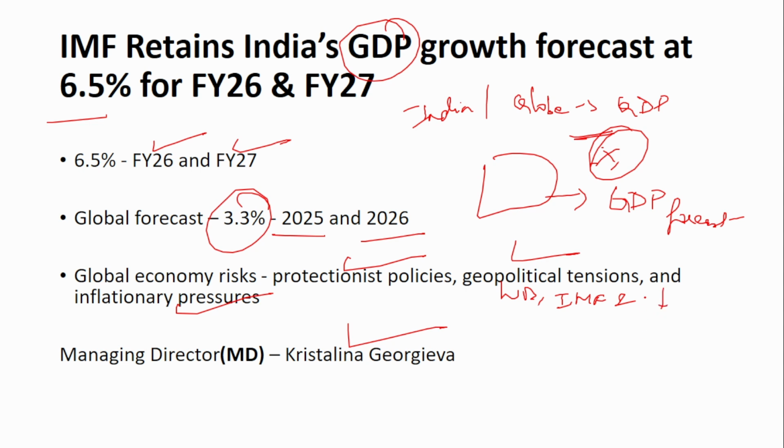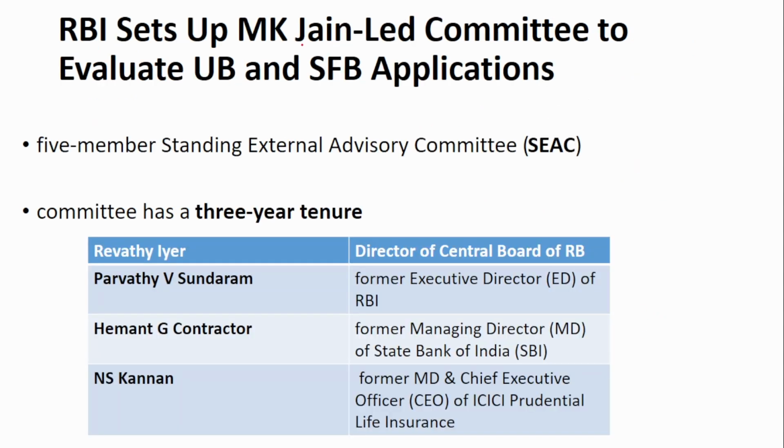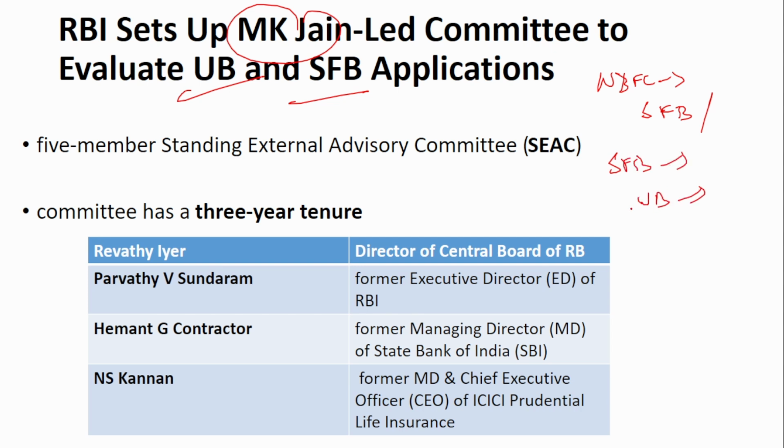The next news is RBI sets up MK Jain led committee to evaluate the universal bank and small finance bank applications. If any NBFC wants itself to get converted into a small finance bank, or if any small finance bank wants itself to get converted into a universal bank, then it has to submit an application to the RBI. A committee will completely review the application. It will tell whether you are eligible or not, whether you can be converted or not. For that purpose, this committee has been set and it will be led by MK Jain.